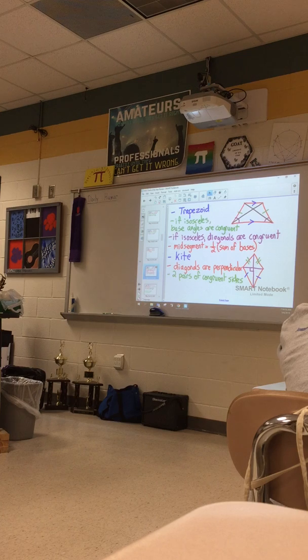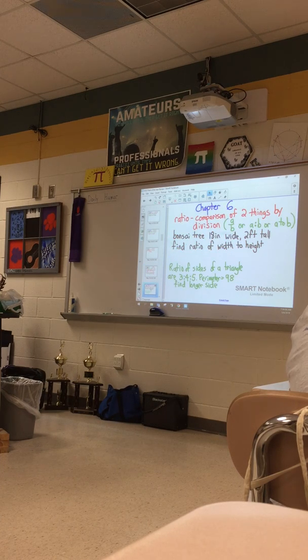Okay, trapezoid, if it's isosceles, these two base angles are congruent. If it's isosceles, the diagonals are congruent. And we have the mid-segment formula, which says the mid-segment of a trapezoid, if you got a line coming through here that cuts these two sides in half such that they're equal, then the mid-segment is 1/2 the sum of the bases. So I'll add that guy plus that guy and divide by 2, and that equals the mid-segment of the trapezoid. All right, for a kite, the diagonals are perpendicular, and we have 2 pairs of congruent sides, congruent consecutive sides.